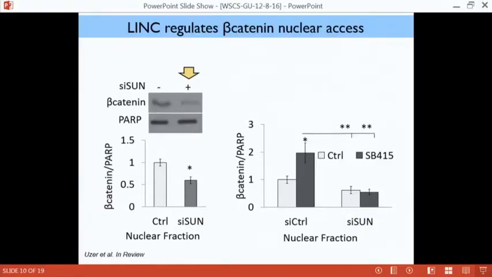And we wanted to ask this question. And indeed, what we have found was that in the absence of LINC complex, we have less beta-catenin in the nucleus, and even mechanical and pharmacological activation of beta-catenin is inhibited in the absence of these LINC complexes.